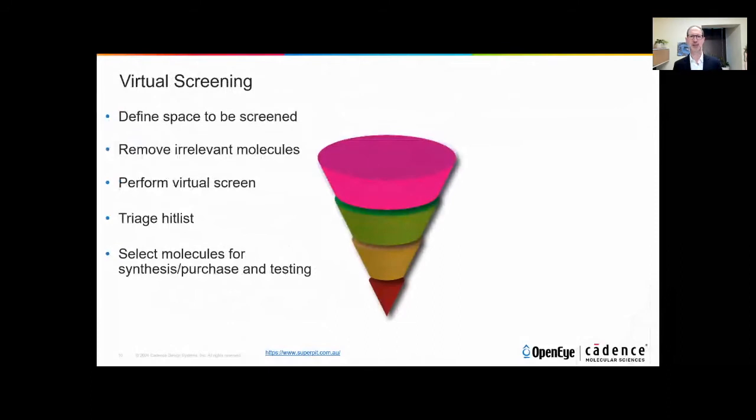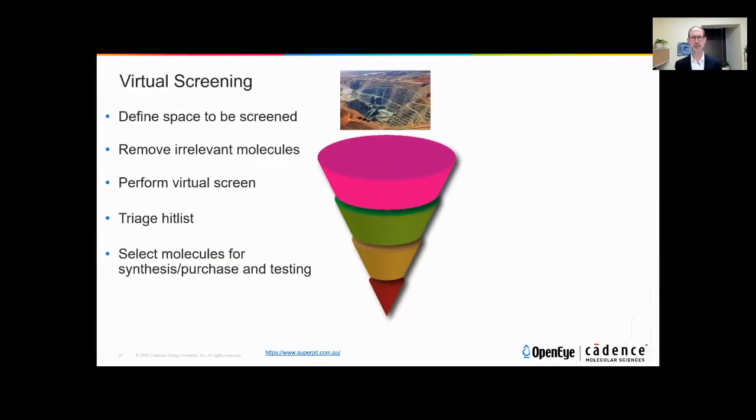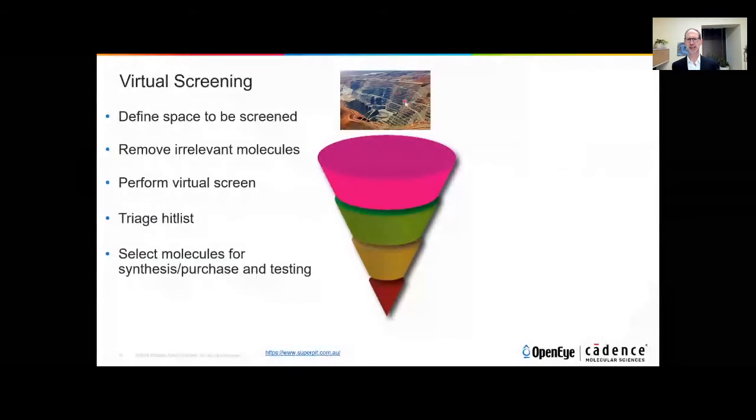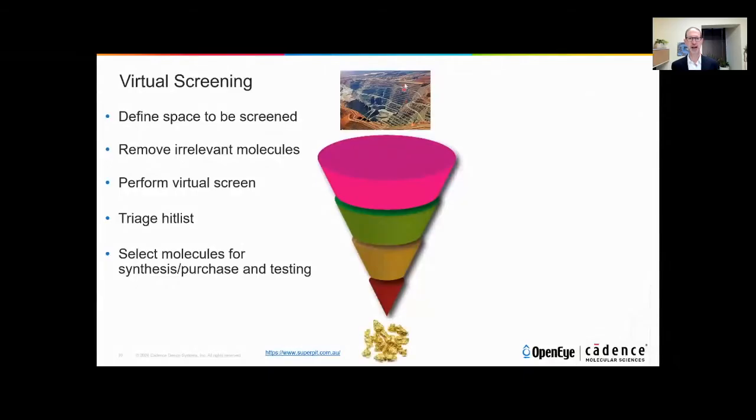A set of steps is outlined on the left there for virtual screening as individual parts. I'd like to make the analogy between virtual screening and mining, and particularly gold mining. So this is the Kalgoorlie gold mine in Western Australia. And in this mine, you need to dig up about 3.5 or 4 million ounces of rock to get 1 ounce of 24-karat gold. So virtual screening is very similar.